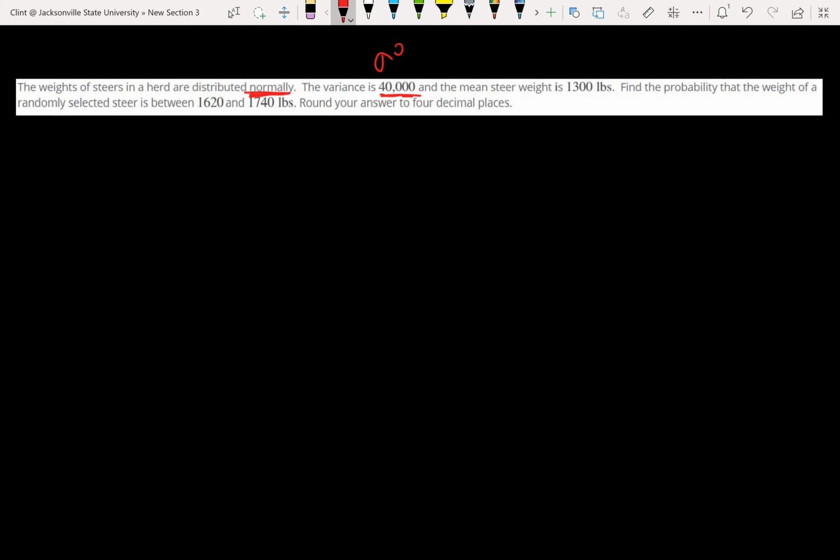Variance is sigma squared. So on this problem, how are we going to get sigma? If we want standard deviation, we got to take the square root of 40,000. So sigma is going to be 200. And the mean is 1,300 pounds. This time it says find the probability that the weight of a randomly selected steer is between 1620 and 1740.